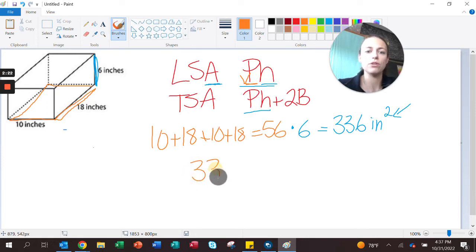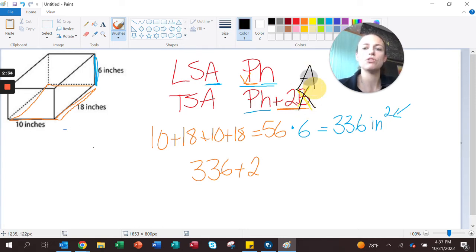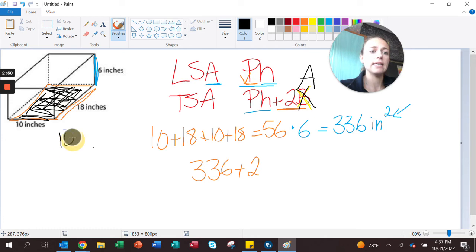So it was 336. Now I am told to add 2 times, remember, area of the base. We want to cross out that B and change it to A because we want the area of the base. Now in this case, your base is this orange outline box. So I'm finding the area of this base, or what it's standing on. So the way that I would do that, because it's a square or a rectangle more, is 10 times 18, and that would give me an area of 180.